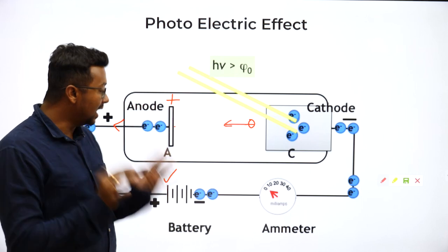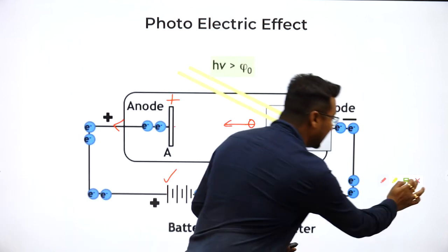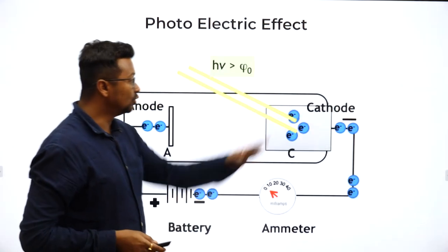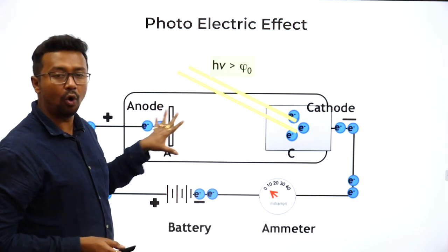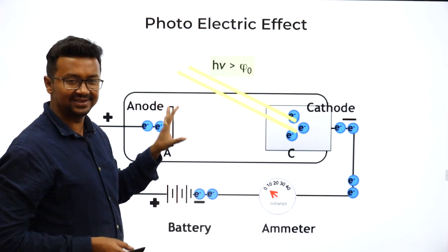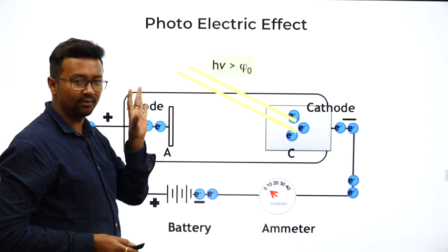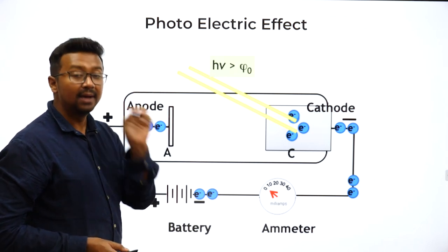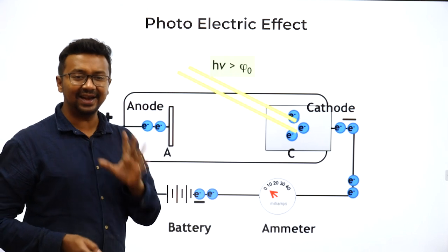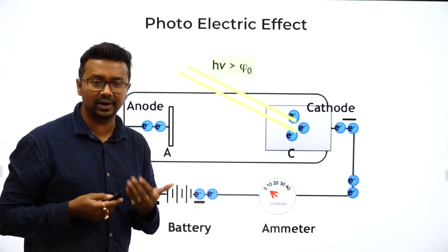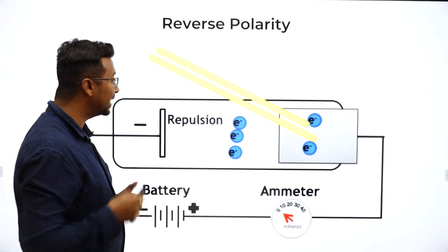All right. Now, what exactly is happening? Let me just tell you. So, as this keeps coming, a lot of electrons get collected here. Now, we will come to that particular point. But before that, there is a concept which is called your stopping potential. Let us look at that first.